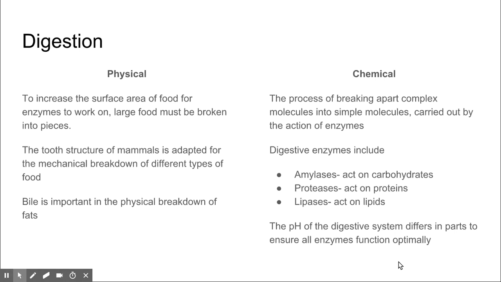And then there's chemical digestion, in which we break apart complex molecules into simple molecules. And this is carried out by enzymes. There are 3 types of digestive enzymes: amylases, which act on carbohydrates, proteases, which act on proteins, and lipases, which act on lipids. And the pH of the digestive system, because of these enzymes, does differ in different parts, and this allows these enzymes to function optimally, which we did cover in module 1.